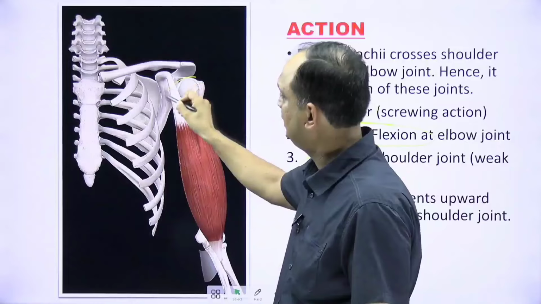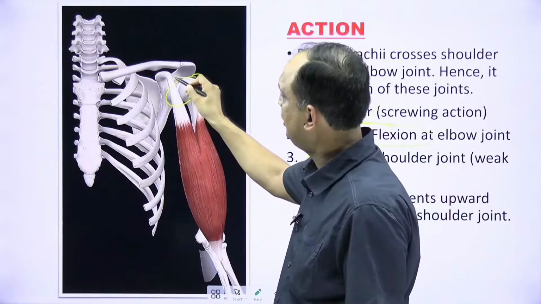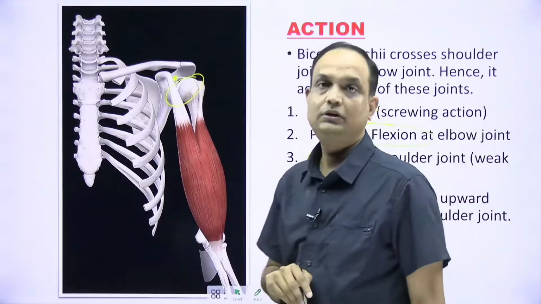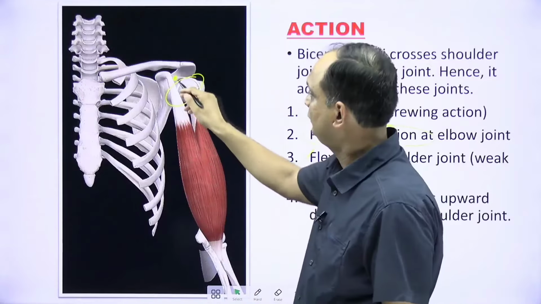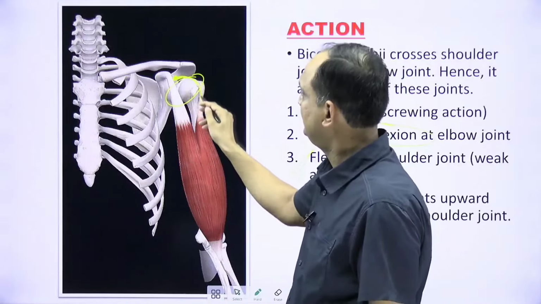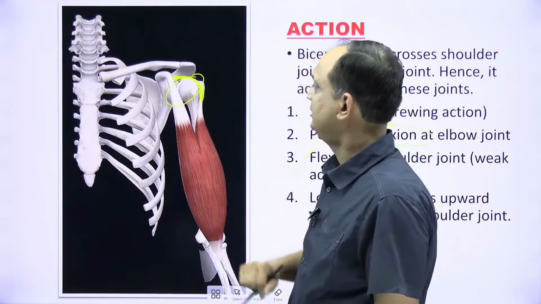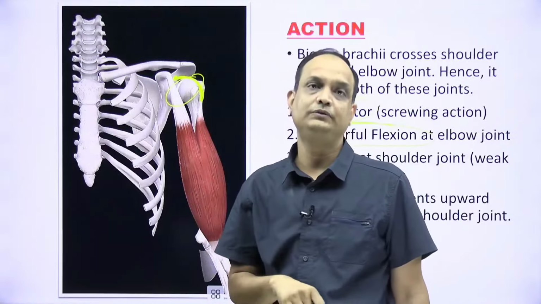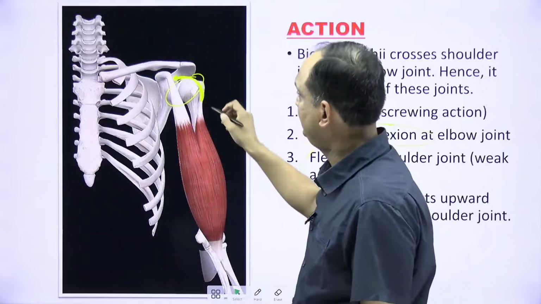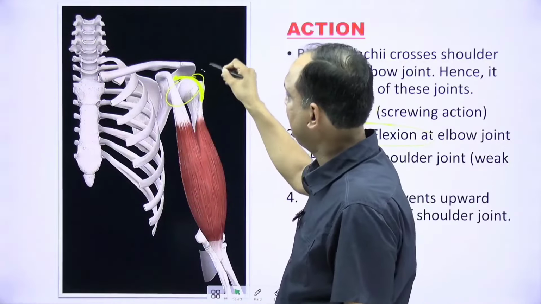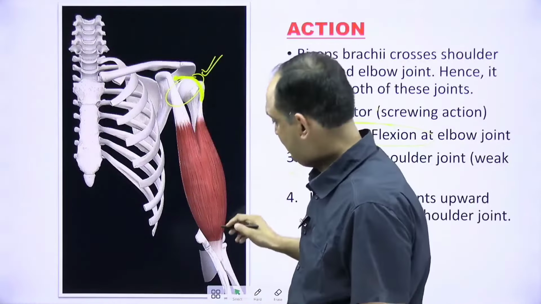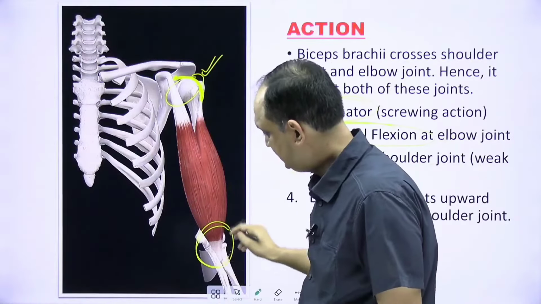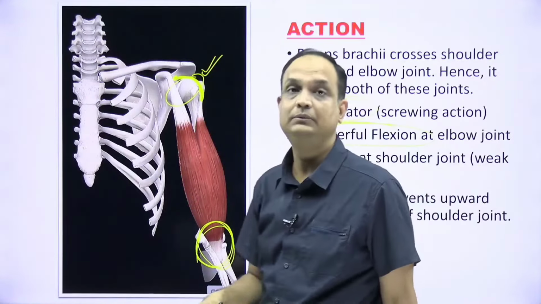Now, this is the shoulder joint, and you can see that this long head, which is arising from your supraglenoid tubercle, is crossing the joint from the upper side. Because it is crossing from the upper part, one action is that the long head supports the humerus from the upper side, but it is crossing this joint, so the action is also visible here, but the main action comes in the lower area where it is crossing the elbow joint.